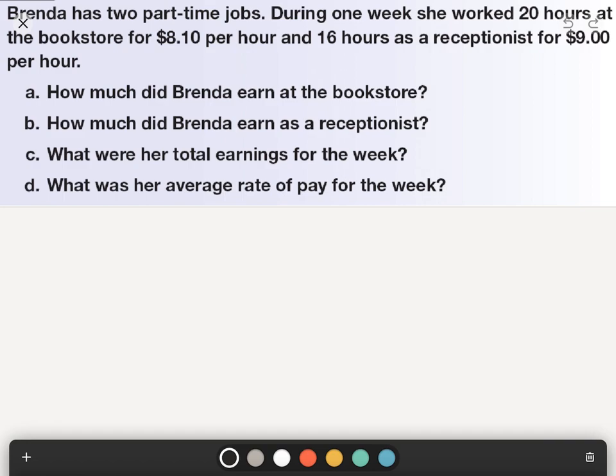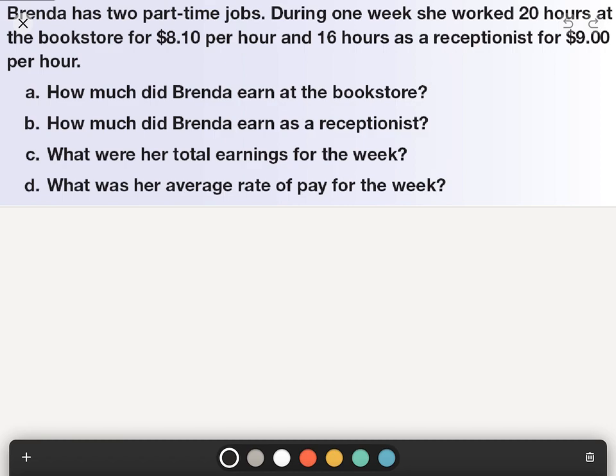So, she works at the bookstore for $8.10 per hour. And she worked 20 hours at $8.10 per hour. And she worked for 16 hours the same week as a receptionist at a different place for $9 per hour.